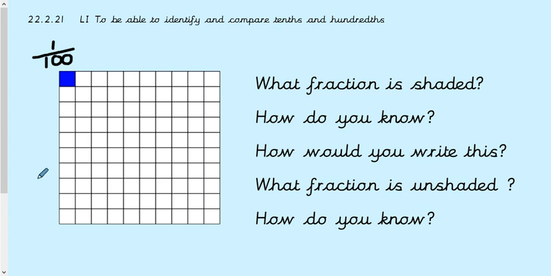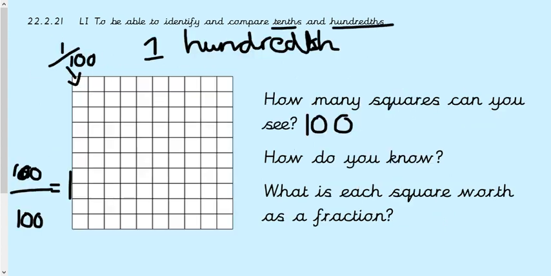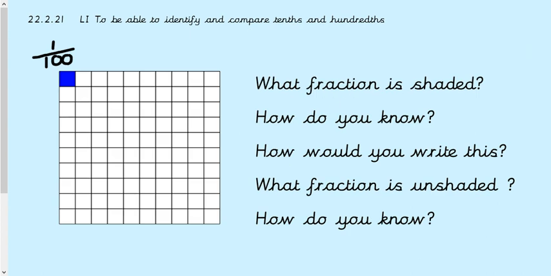Because there are 100 boxes. And we write that like that, or we would spell it out like this. But then it says, what fraction is unshaded? Now, if you know that there are 100 boxes there altogether, one is shaded, you would just take one away from 100 to work out how many are unshaded. So it'd be 100 take away 1, which is 99.